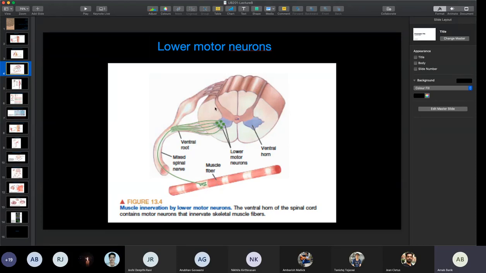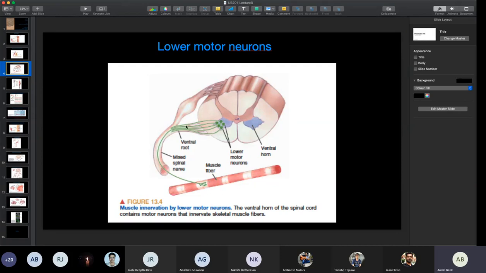So one unit is basically innervating a number of muscle fibers in a specific area so that each unit can drive a certain pattern of activity, controlling movement.